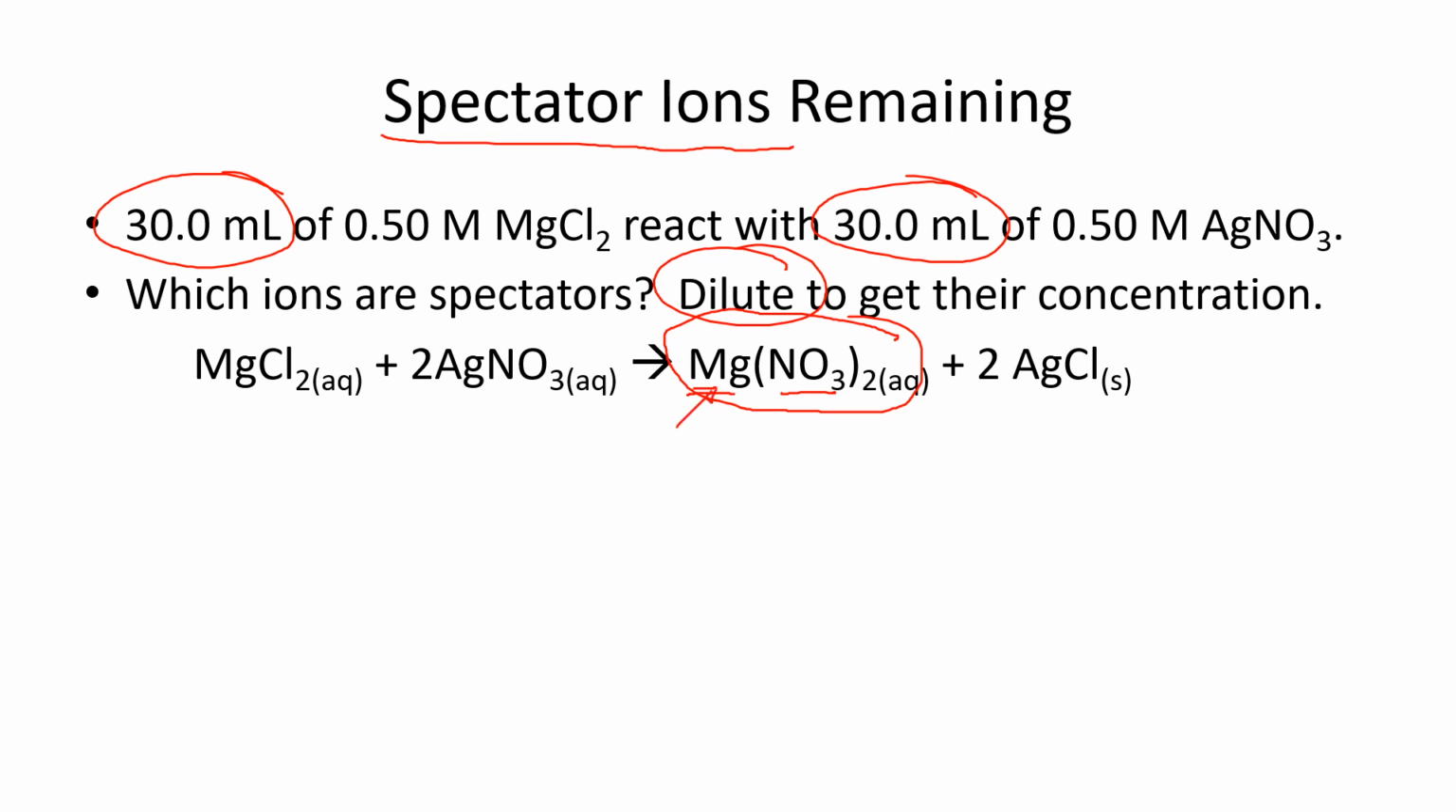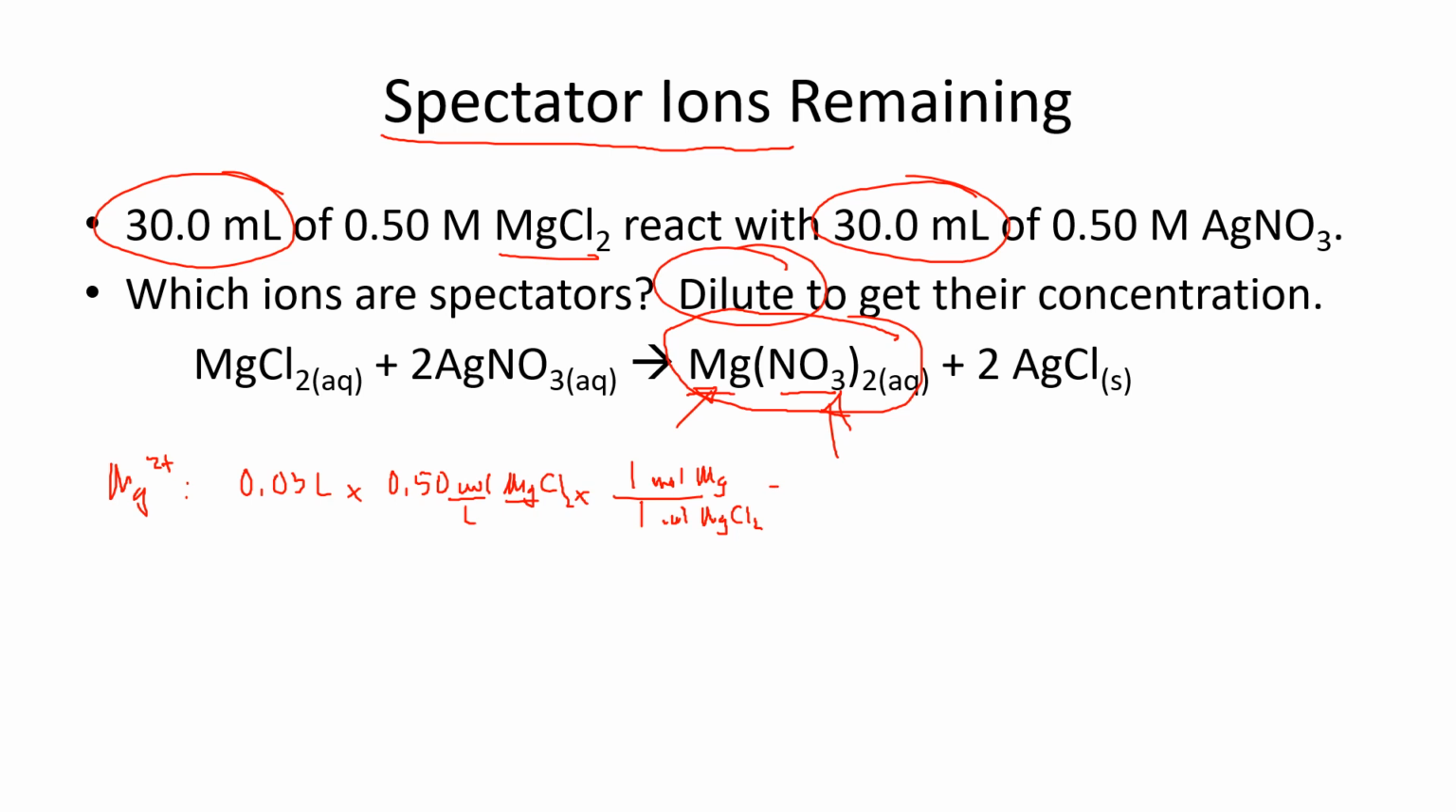We got magnesium and we've got nitrate here. So for magnesium, let's use this guy here. To find the magnesium ions, we're going to use the 0.03 liters, and it's 0.50 moles per liter, and that's moles of magnesium chloride. But if you look at that formula, there's only one magnesium in there. So 1 mole of magnesium for every 1 mole of magnesium chloride.